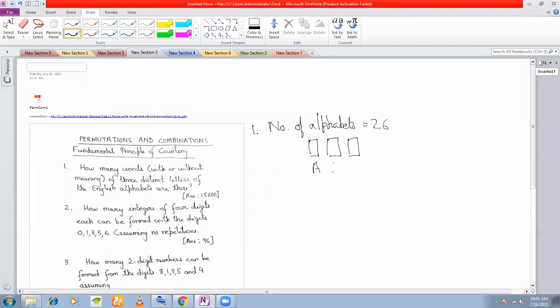It can be ABC. It can be TAC. It can be XCA, right? Fine. Now the question is with or without repetition. That means here in the first place, out of the 26 alphabets, I can place any of the alphabets A, B, C, D, E, F, G, H, right?